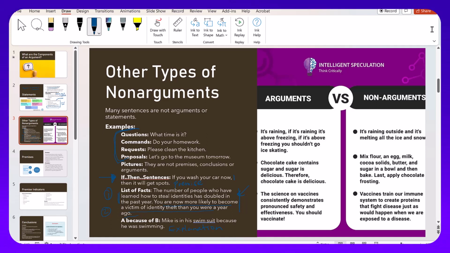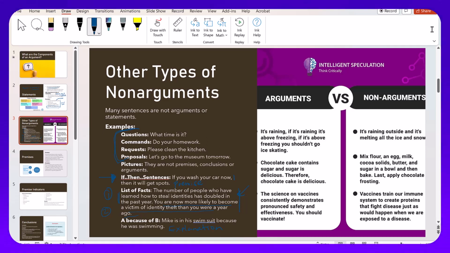And then proposals: let's go to the museum tomorrow. Again, similar kind of thing, right? It's simply making a suggestion of what to do for the following day. This can be made into an argument if they provide a premise or conclusion to argue why you should go to the museum the following day. So again, this can end up being part of an argument, but by itself, if you're just making a suggestion to do something, or a proposal for what should be done, right? You should do your homework. That's not enough for an argument.